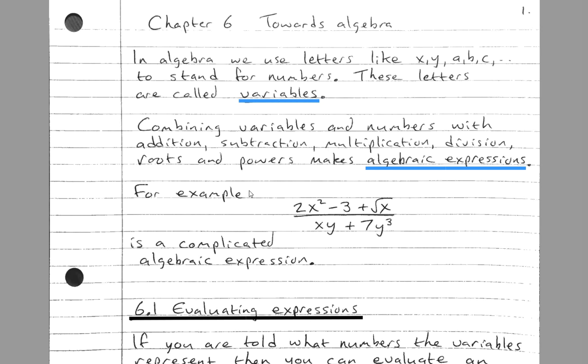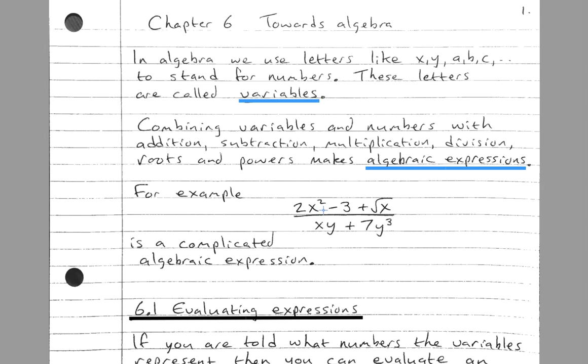And if you make a combination like this, it's called an algebraic expression. So just, here's a very complicated one. We'll look at simpler versions. Okay, so in this algebraic expression, there are two variables, x and y. And there's also some numbers. And you can see the operations here.